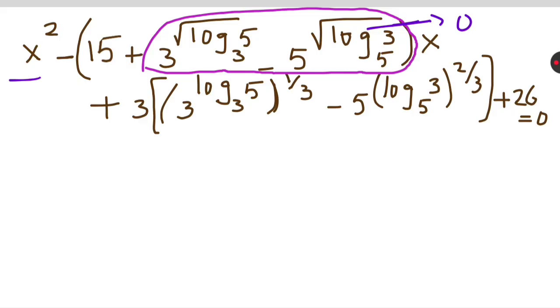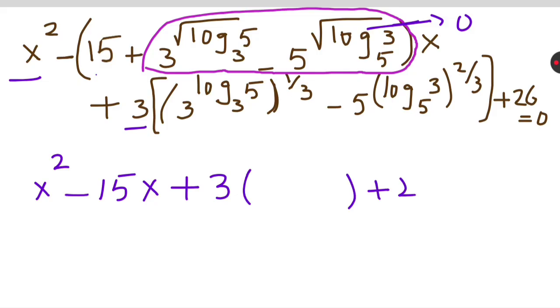So what we have is x raised to the power of 2 minus 15 plus this part, the value is 0 times x, which is nothing but minus 15x, plus 3 times this whole term plus 26 equal to 0. So now we need to simplify this logarithm term.